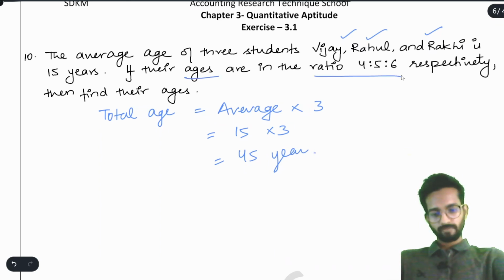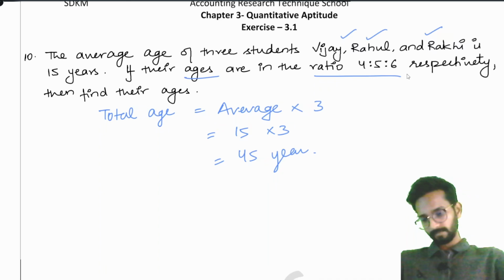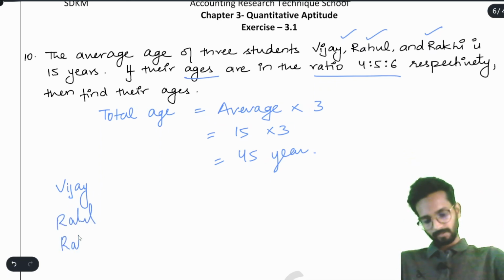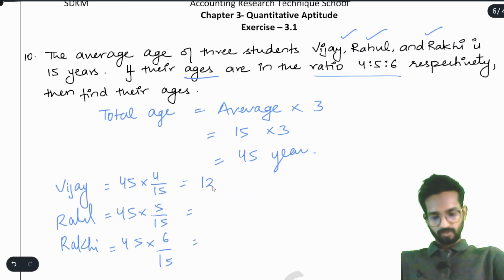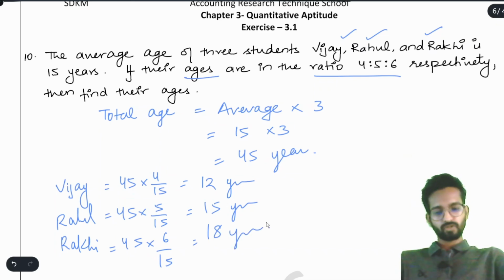If their ages are in the ratio of 4 is to 5 is to 6, so you can say the 4 is to 5 is to 6. So for Vijay, Rahul and Rakhi, for Vijay it will be 45 into 4 by 15. Then for Rahul it will be 45 into 5 by 15, and for Rakhi it will be 45 into 6 by 15, and the ages will be 12, 15 and 18 years. This is how we can find the solution for our question number 10.